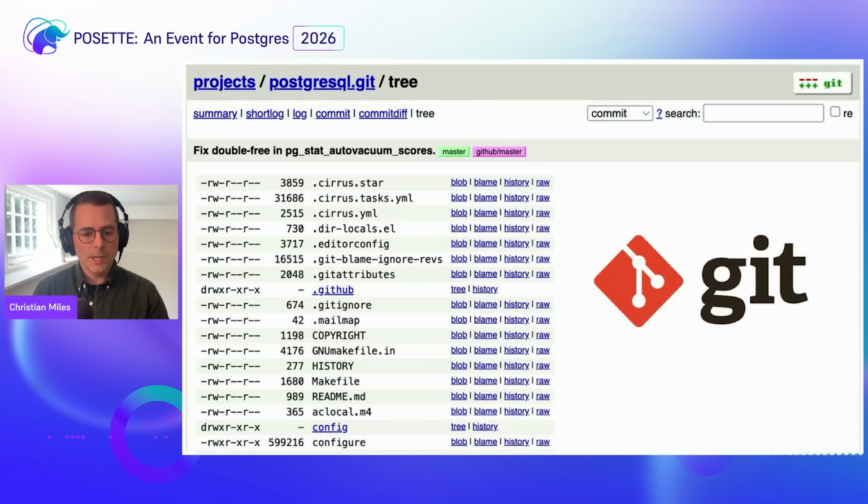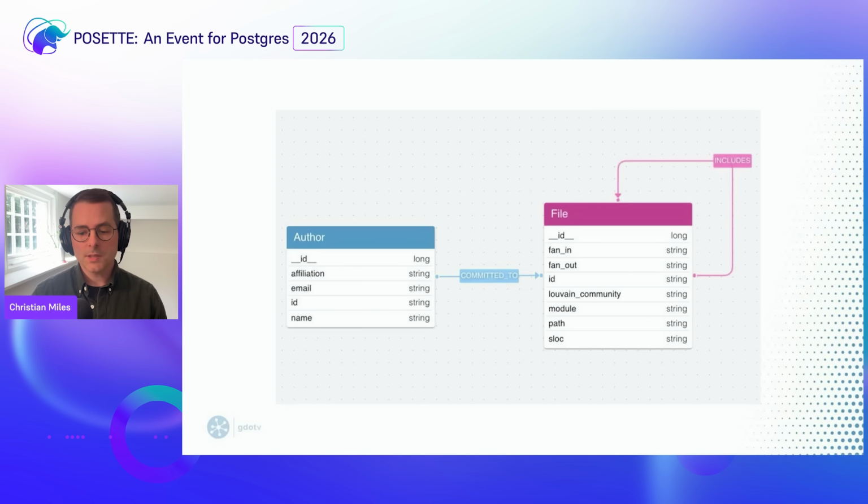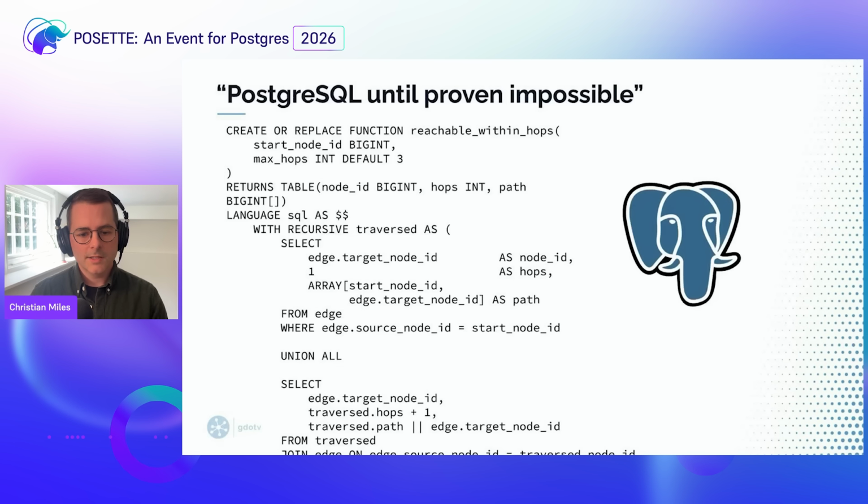So to make all this concrete, I put together a graph data model based on something developers know really well, a source code repository. I took a batch of recent commits to Postgres itself, the version control history, and I built this model of authors committing to files with a self-referential relationship between files based on their includes and imports. So an author commits something against a file, and the file may import other files across the rest of the code base. And here's what a query against this structure looks like in that pure SQL example that I mentioned earlier with the CTEs.